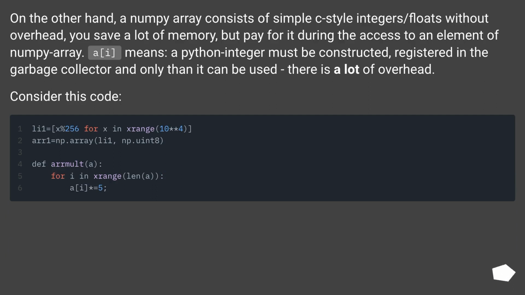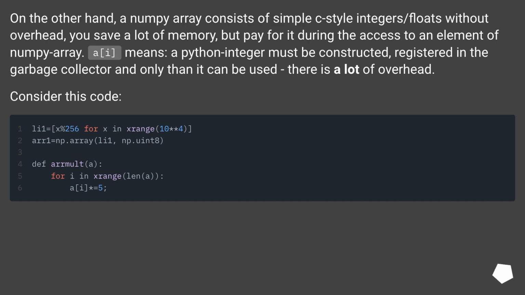On the other hand, a NumPy array consists of simple C-style integers/floats without overhead. You save a lot of memory, but pay for it during the access to an element of a NumPy array. This means a Python integer must be constructed, registered in the garbage collector, and only then can it be used. There is a lot of overhead.